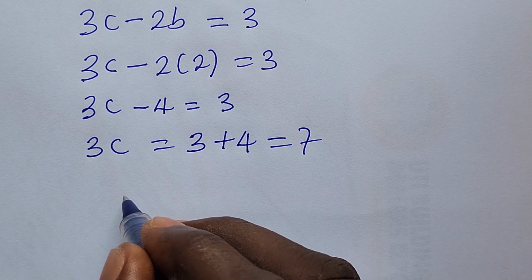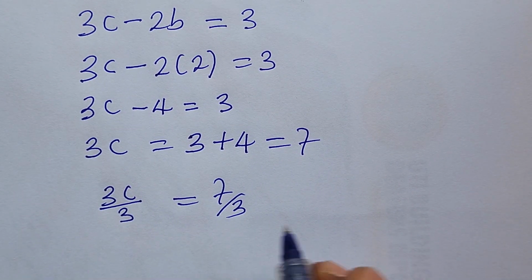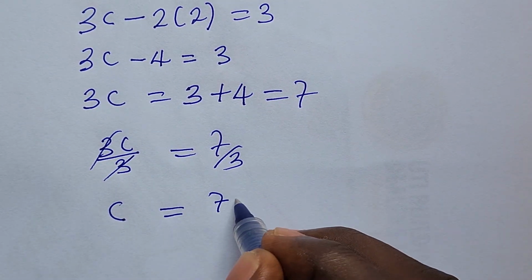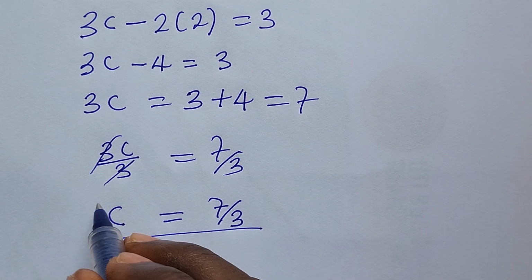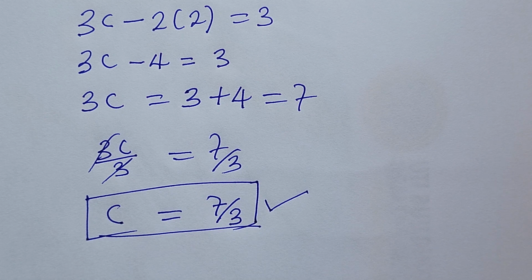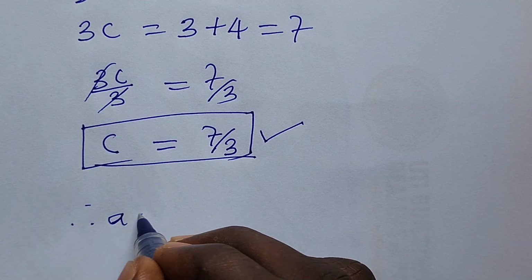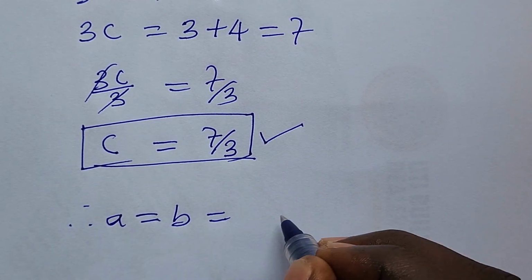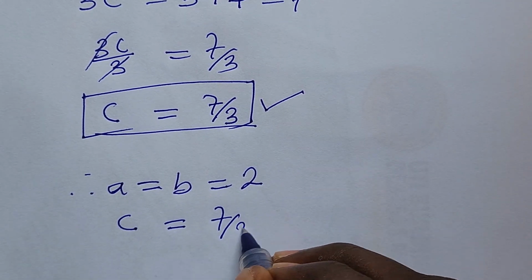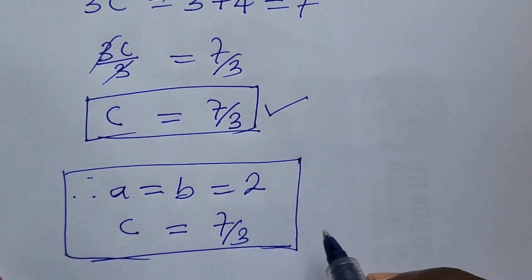So we're looking for c. We divide both sides by what? Our 3. So we equally divide this side by 3. So we're left with c is equal to 7 all over 3. 7 all over 3 is the value of c. In other words, we have a different answer for our c. So we now have, therefore, a is equal to b, which is equal to 2, and our c is equal to 7 all over 3. So these are the roots to our challenge.